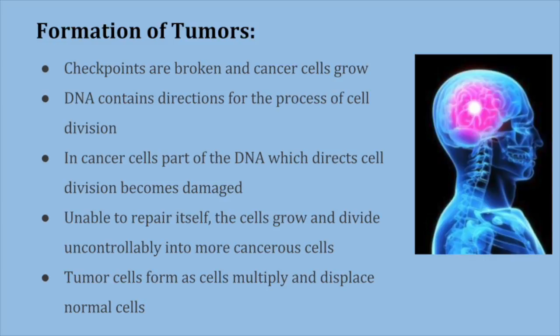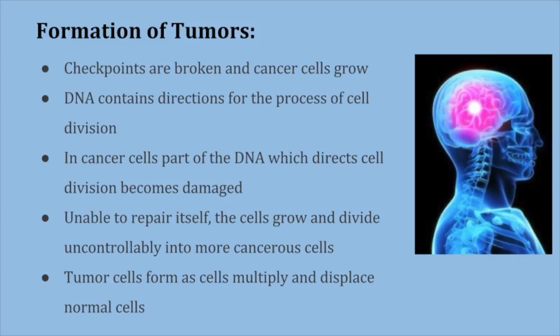But in cancer cells, the part of the cell's DNA that directs cellular division becomes damaged. When these sections are damaged, the DNA is unable to repair itself. Instead, the unrepaired DNA tells the cell to grow and divide uncontrollably into more damaged cells called cancer cells.